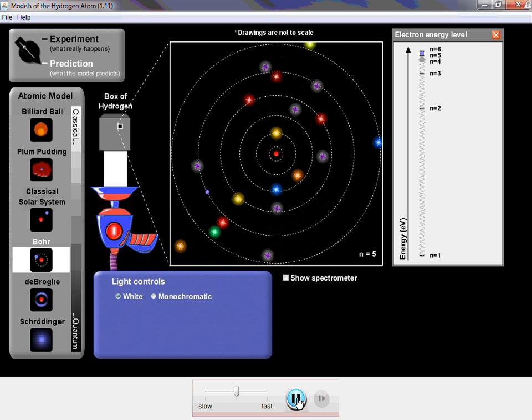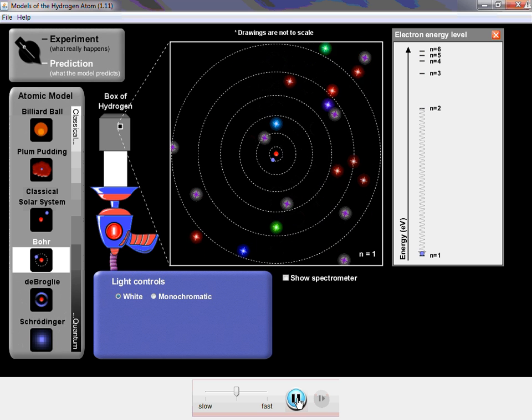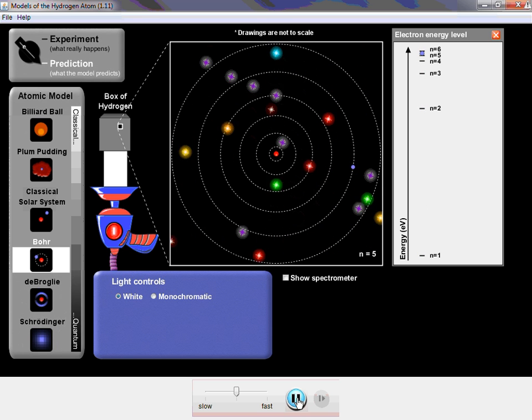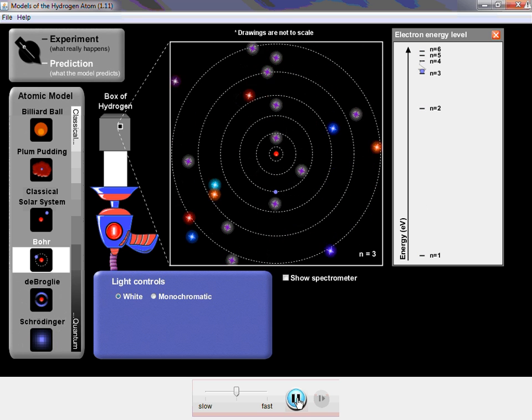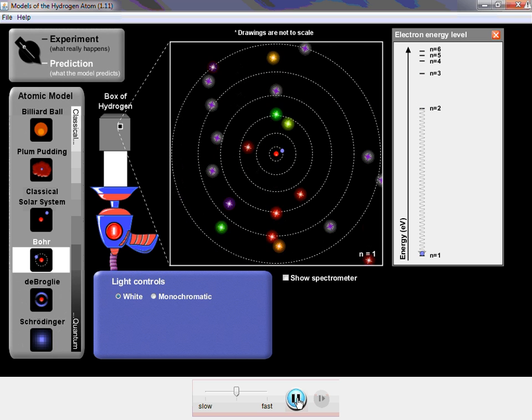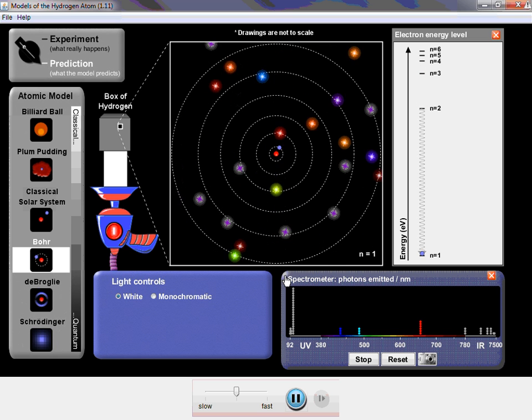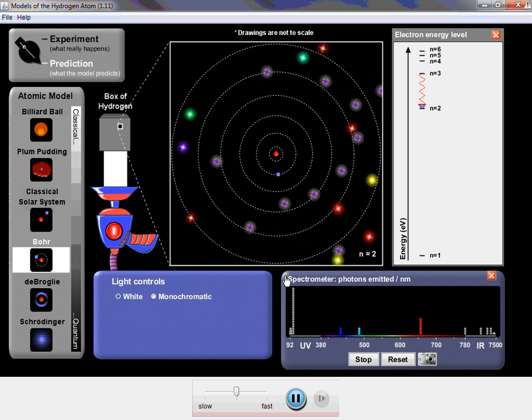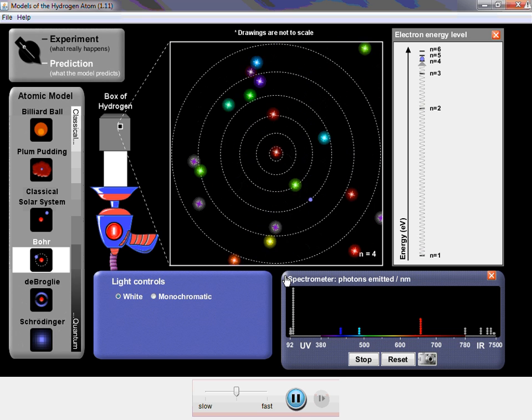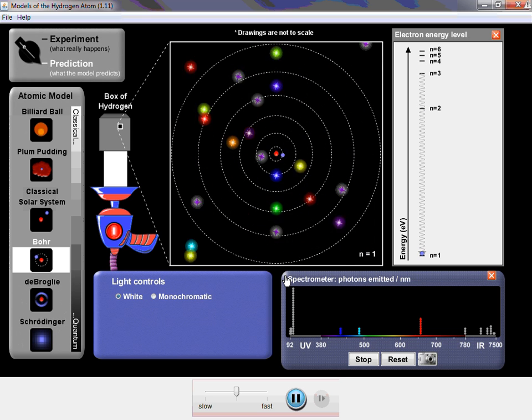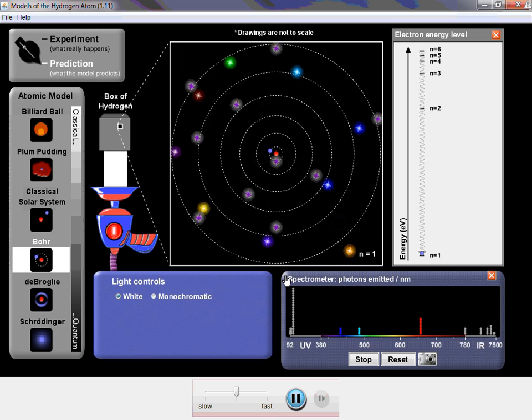Now this is white light coming in, meaning it has all the different colors, each with all different types of energy, right? The closer you get to the ultraviolet region, the higher the energy, and down past red into the infrared region, the lower the energy. Okay.